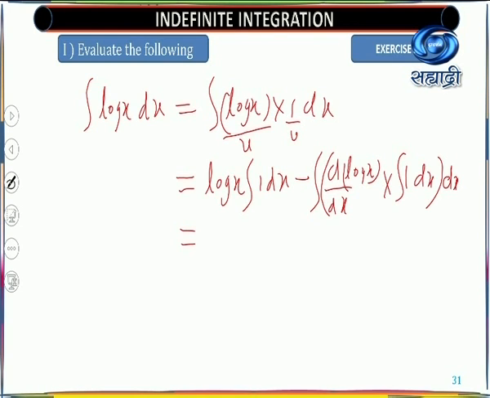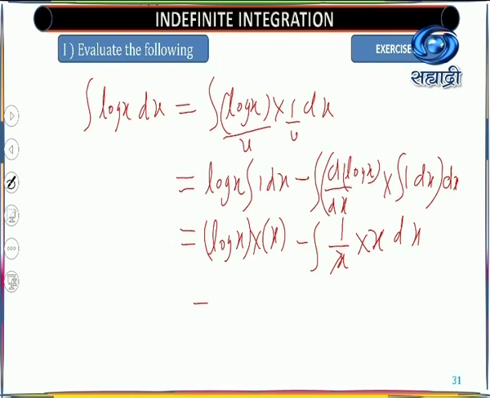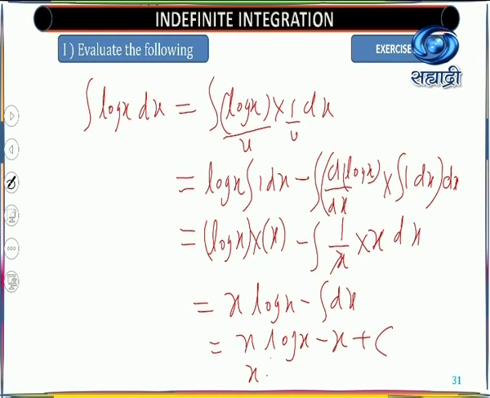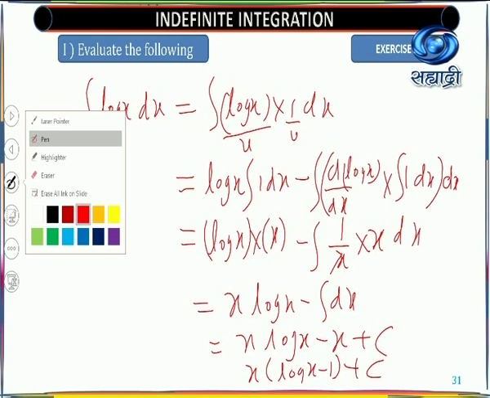So what will you get? You will get log x into x, the product of these two functions, minus integral of 1 upon x into x dx. Now this x and x will get cancelled. You will get x log x minus integral of dx, which is nothing but x log x minus x plus constant of integration. If you take x common, you are left with x times log x minus 1 plus constant of integration. Okay, this value we want as a formula. Keep this as a formula in your mind.